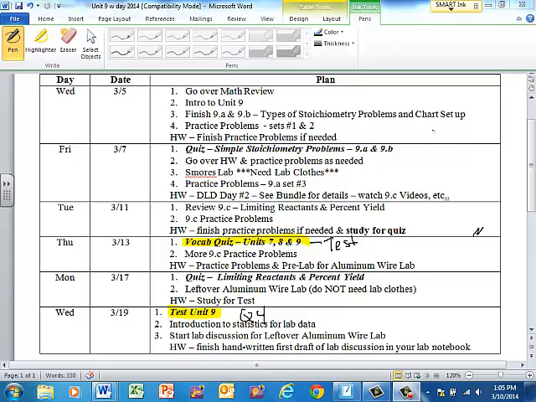Okay, I apologize for not being able to be there this morning. This was kind of a last minute thing. But anyway, what I want to do today is still walk you through some practice problems on limiting reactant and percent yield, and let you know about one change that we're going to have coming up this week.